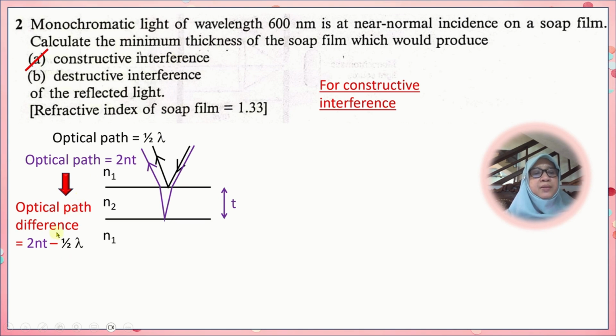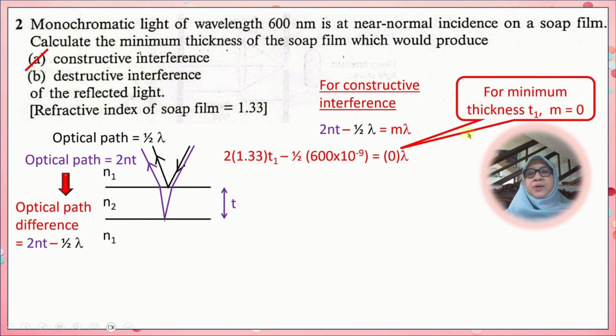So the optical path difference to get constructive interference is equal to m lambda, where m is in the order of 0, 1, 2, 3, and so on. But because the question wants the minimum thickness, we substitute the minimum order, which is m equals 0. We substitute the n value, this n is n2, the thin film, and minus half lambda. Lambda is given as 600 nanometer.